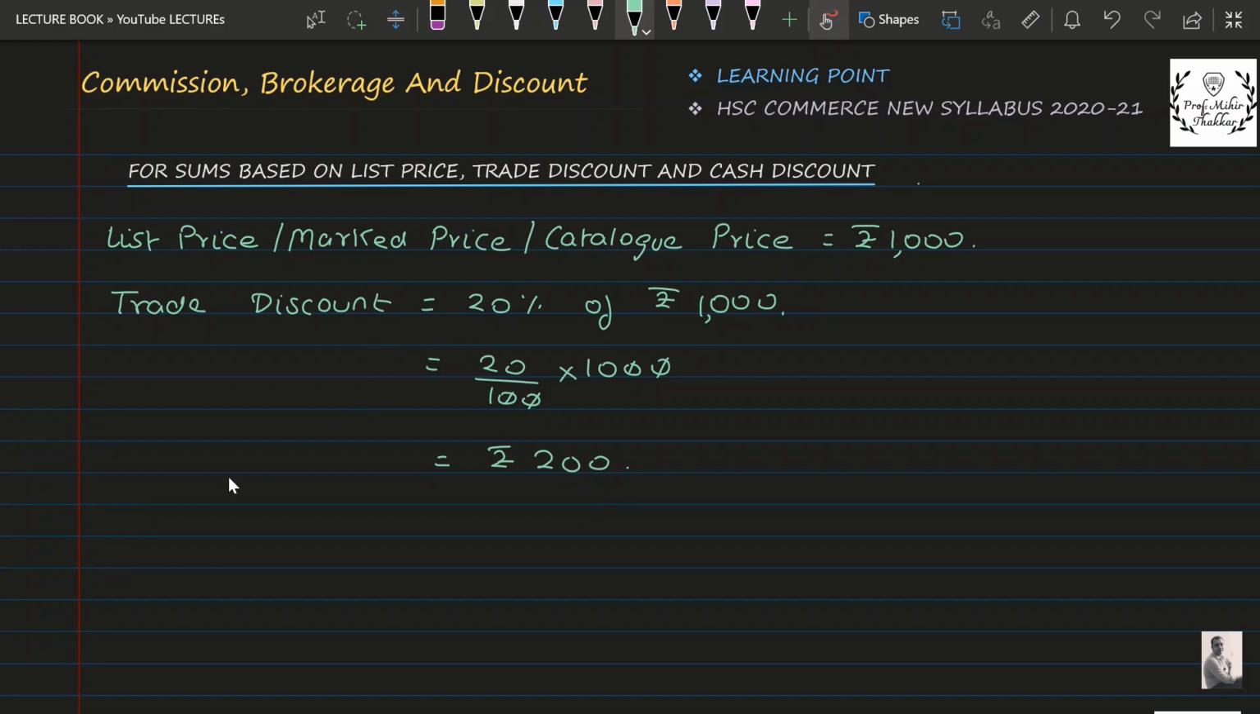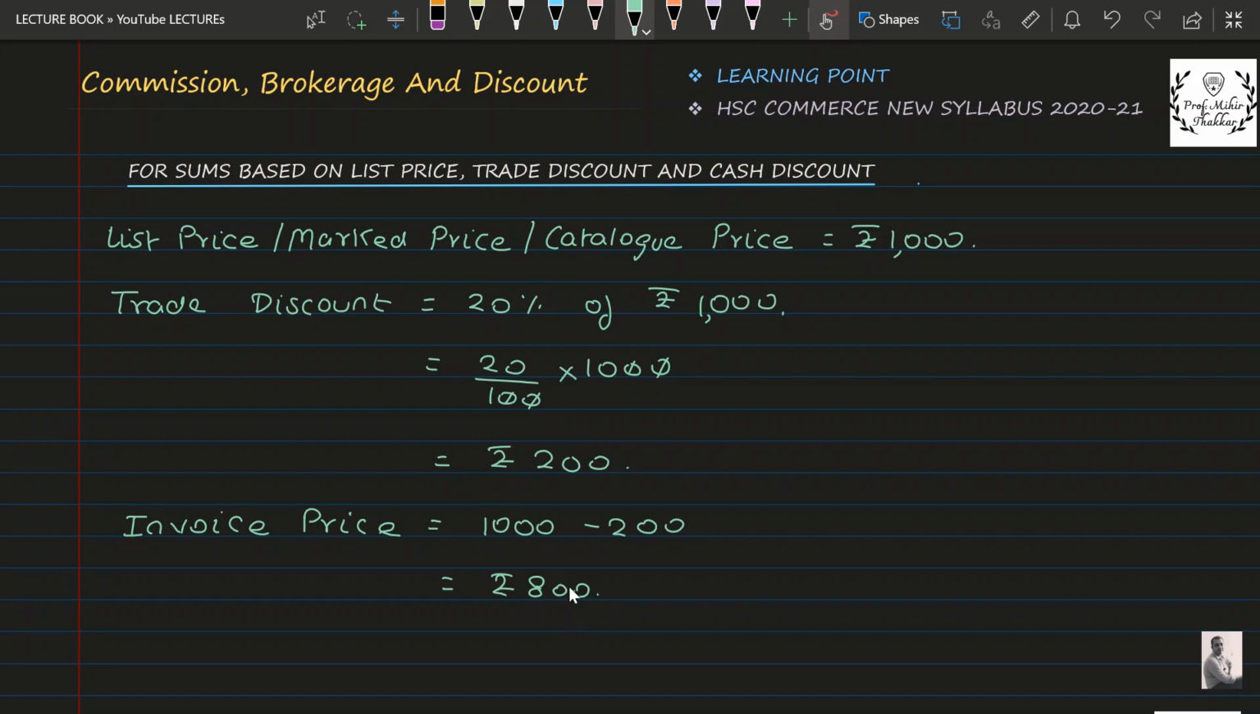Now, if the discount given is 200, then what is the price to be paid? That price is called the invoice price. And how do we find the price? Obviously, the actual price minus the discount. So it is 1000 minus 200, and that is going to be rupees 800.